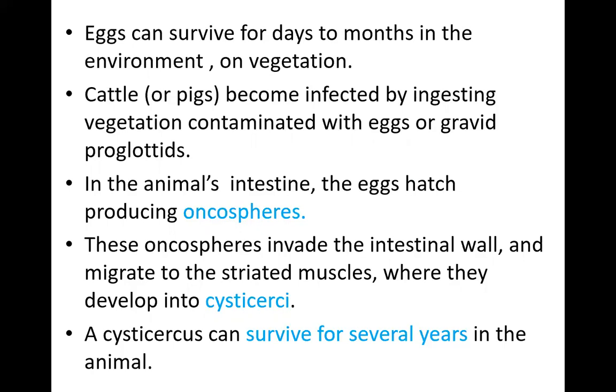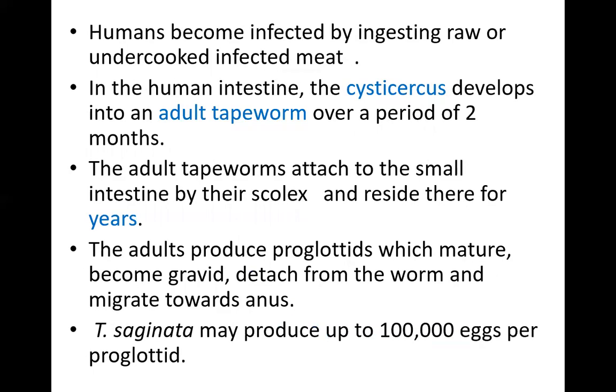the circulatory system. While present in the circulation, they reach the striated muscles of these animals, where they are encysted in a covering of connective tissue, and they are called cysticerci. Now, these cysticerci can survive for several years in the muscles of these animals. Human beings become infected by ingesting raw or undercooked infected meat.